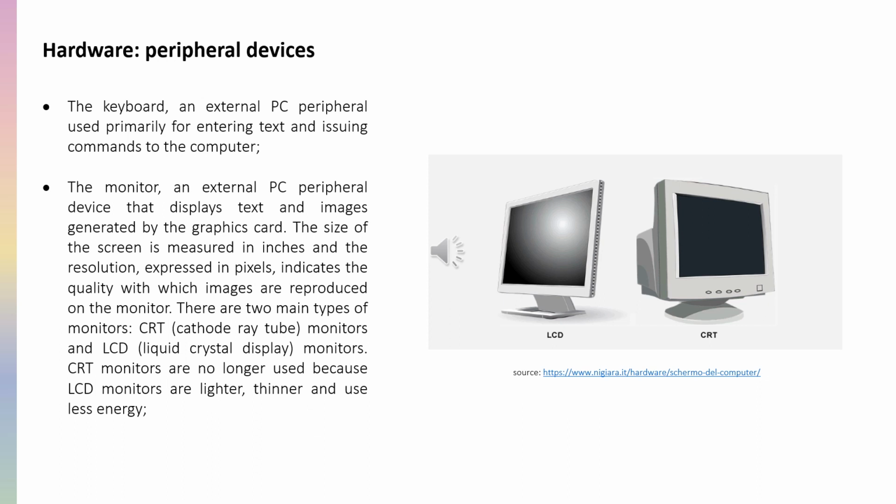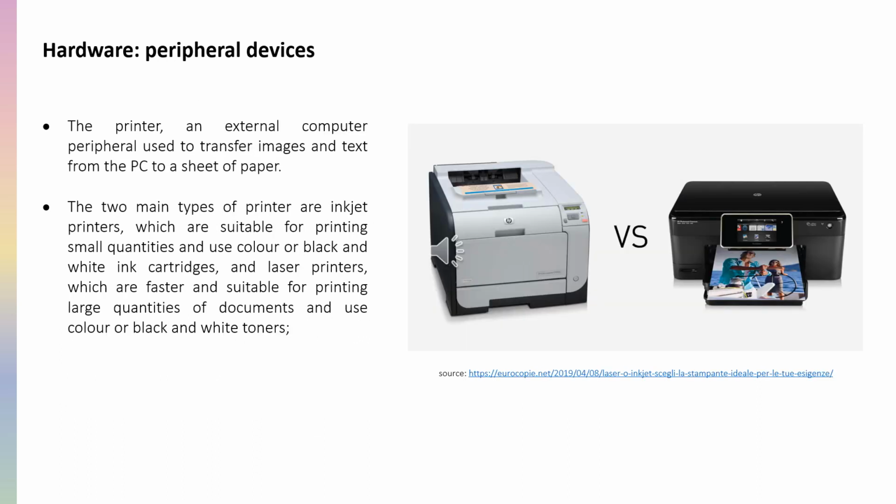There are two main types of monitors: CRT, cathode ray tube monitors, and LCD, liquid crystal display monitors. CRT monitors are no longer used because LCD monitors are lighter, thinner, and use less energy. We also have the printer, an external computer peripheral used to transfer images and text from the PC to a sheet of paper. The two main types of printer are inkjet printers, which are suitable for printing small quantities and use color or black and white ink cartridges, and laser printers, which are faster and suitable for printing large quantities of documents and use color or black and white toners.